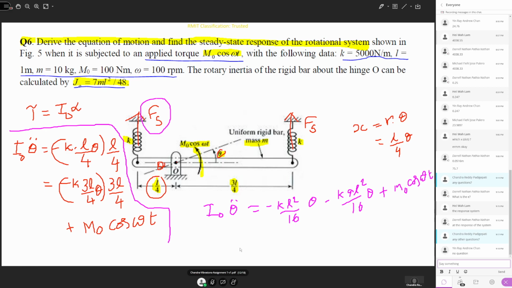Okay, we can write it like this, right? Now you can see theta is a common factor here. So this is negative K L square over 16, and this is negative 9 K L square over 16. Combining these two, 9 plus 1 is 10, 10 over 16, which means 5 by 8.